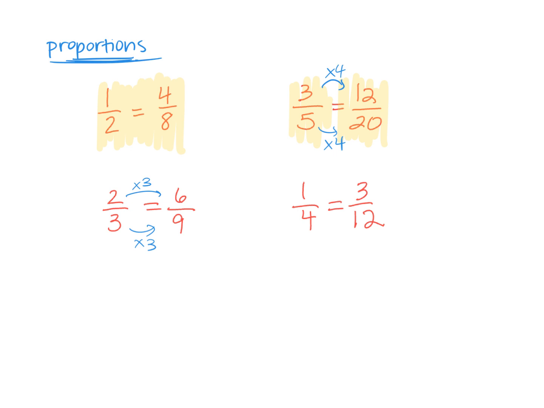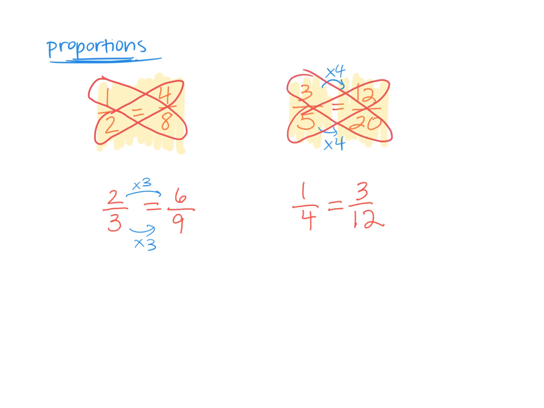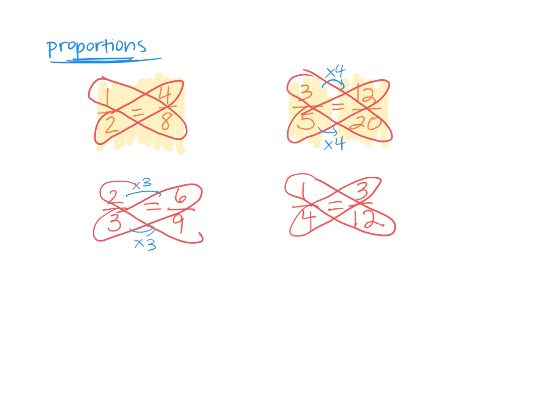Now, there's something special about each of these equivalent fractions. If you look at the diagonals, you might notice something about them. Okay, so if I check out the two diagonals in every single problem, there's something special about them. So I want you to just pause. Do you notice anything about the diagonals that might be special? All right, well, I'll show you in case you didn't notice.